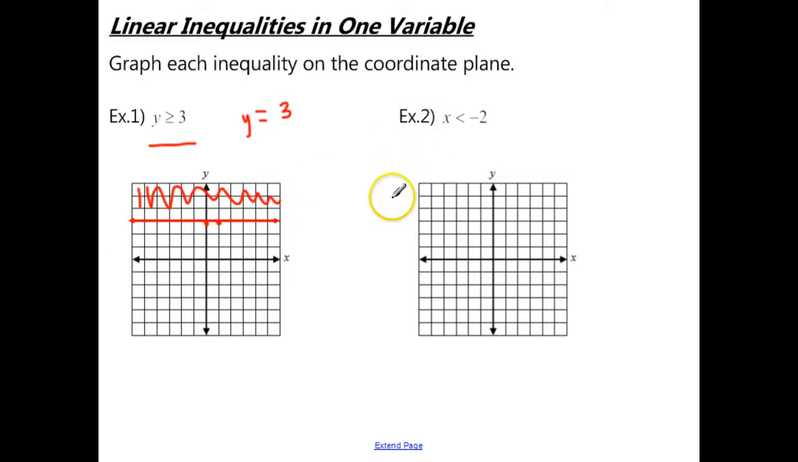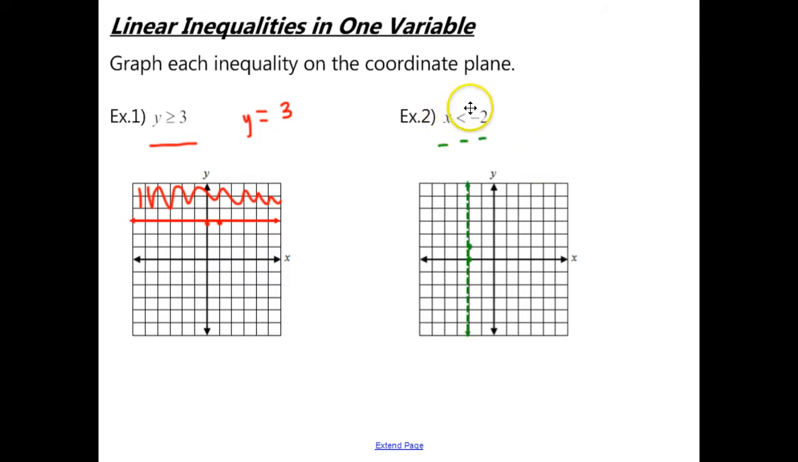Go ahead and try the second one and check back with me when you finish. First, you should have noticed that because this is strictly less than, this is going to be a dotted line. So you find where x is -2, which is right here, and then you plot another point that has an x coordinate of -2, and then you connect those with a vertical line, and that line has to be dotted. Now the last part with the shading, because x is smaller than -2, you actually want to find the x-intercept this time and shade everything that's less than that. So that's going to be everything on this side of the line.